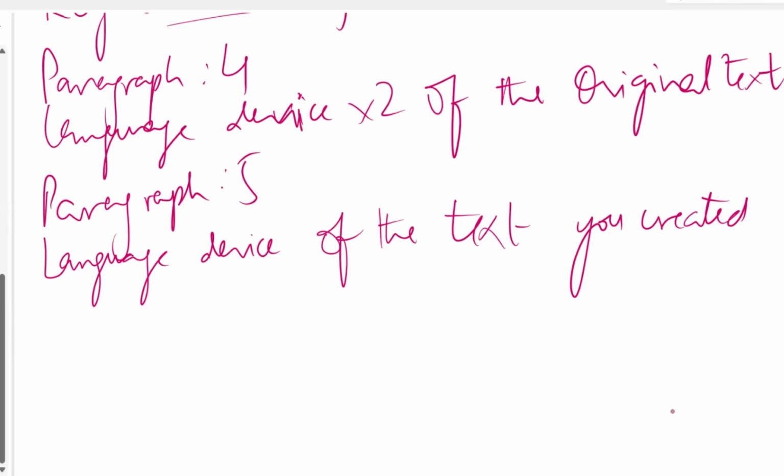Okay, so the whole of paragraph 5 is going to be all on the language devices of the text you created, and it will be hitting all those parts of speech and figurative languages. All the language devices I told you, try to embed those, right? Then comes paragraph number 6.